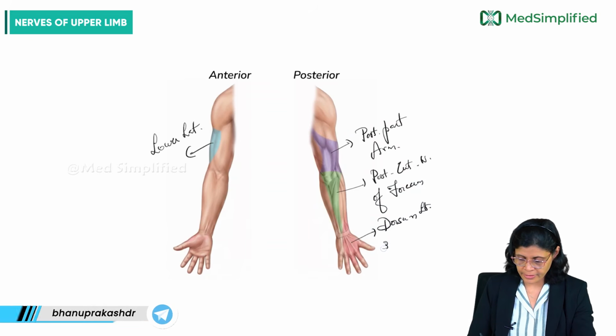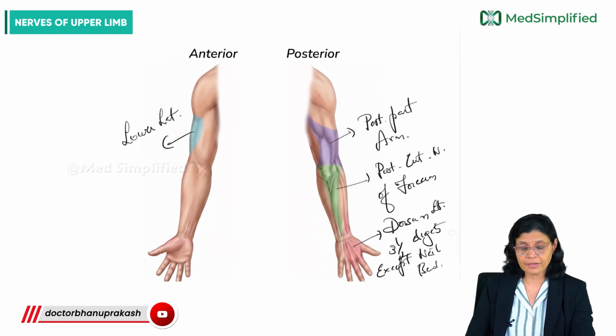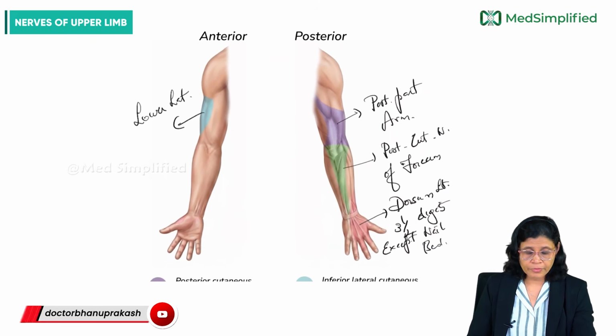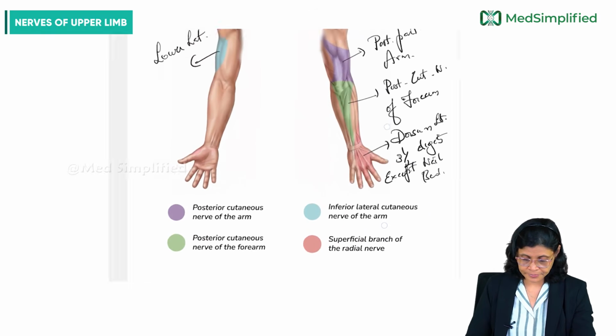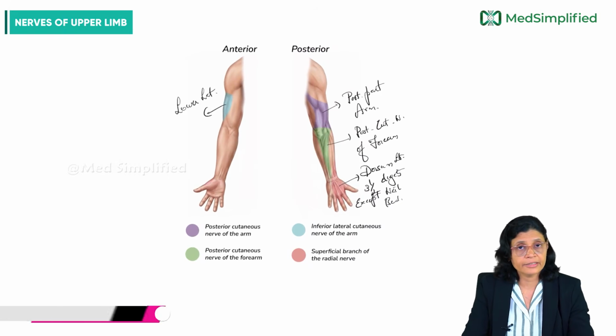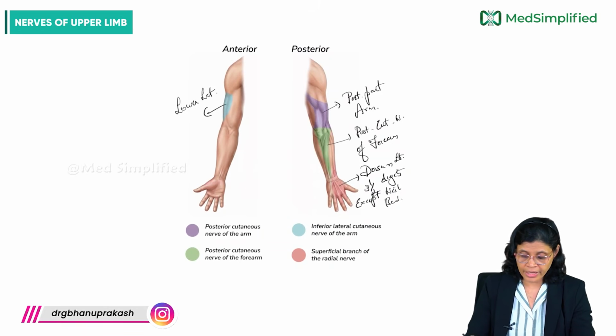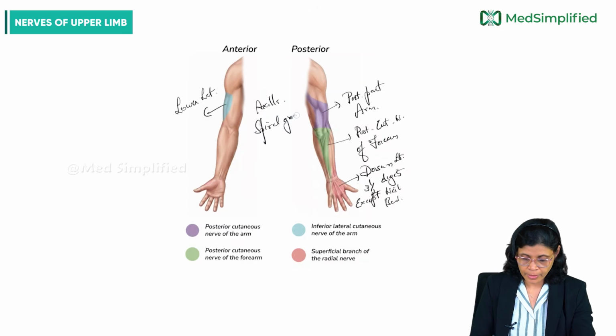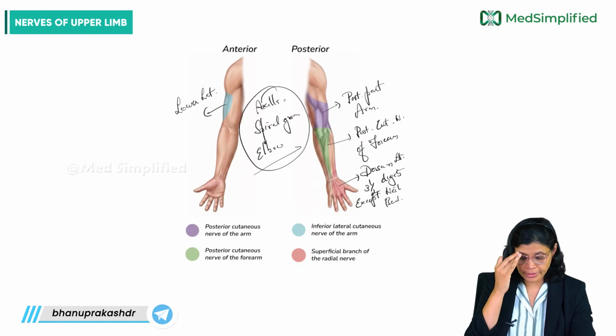lateral part as well as the 3.5 digits up to the nail bed, except the nail bed. So remember that it doesn't supply the nail bed region, that is, over the distal phalanx it is not supplied. So when we look at the injury of the radial nerve, it occurs at 3 sites. One in the axilla, it can be injured in the spiral groove, as well as at the level of the elbow. These are the 3 sites of injury of the radial nerve.